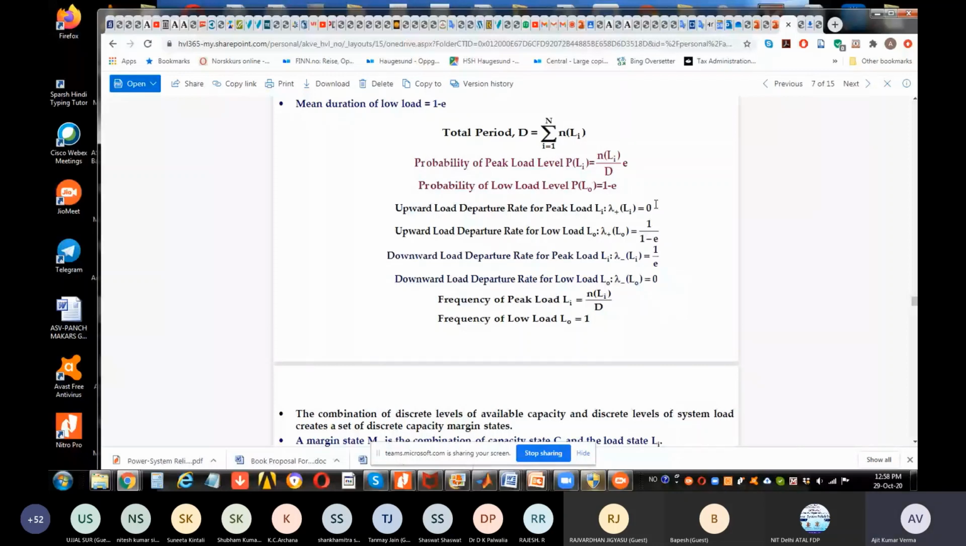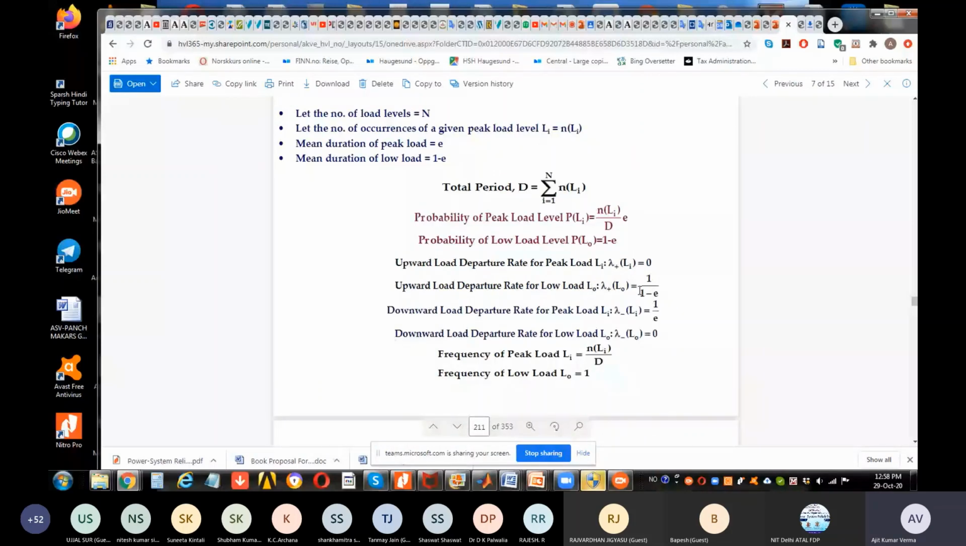For the moment, just remember that it's 1 upon 1 minus E. Because the peak load lasts for an exposure ratio of E, therefore, the low load lasts for 1 minus E. And therefore, the transition rate is 1 upon 1 minus E. There is a little bit of mathematics, but you can figure it out logically. So the upward load departure rate from low load is 1 upon 1 minus E. From peak load, the upward load departure is 0. From low load, it is 1 upon 1 minus E.